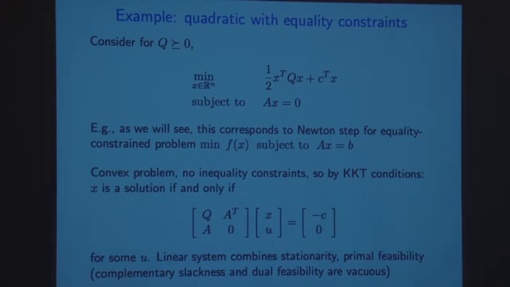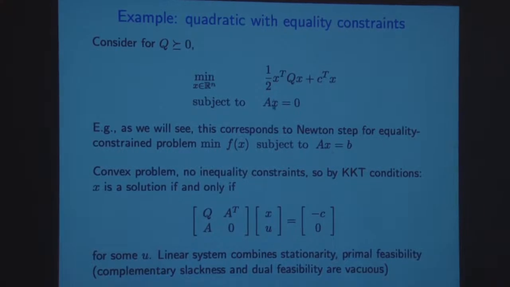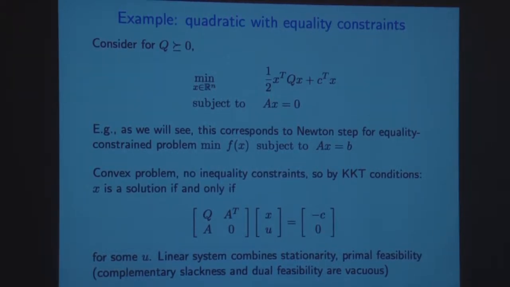So suppose we're going to minimize the quadratic form 1/2 x transpose Qx plus c transpose x, where Q is positive semi-definite, so that this is convex, subject to the equality constraint that Ax has to be equal to 0 for some matrix A. So we're going to see this as being important when we talk about Newton's method subject to equality constraints.